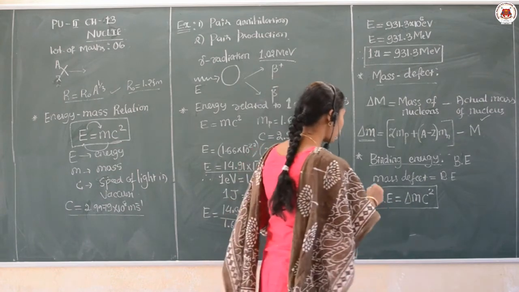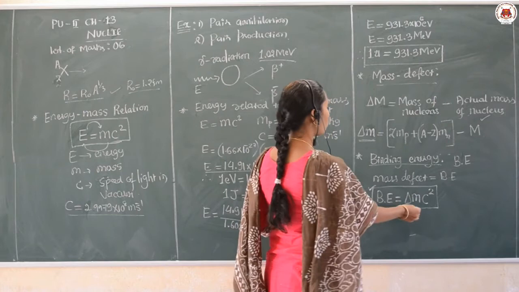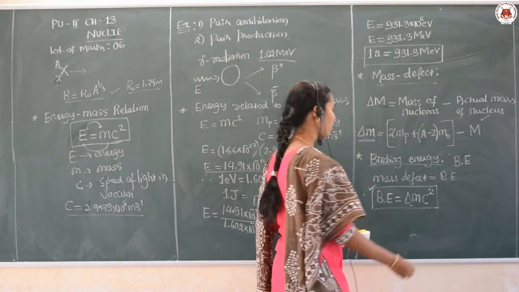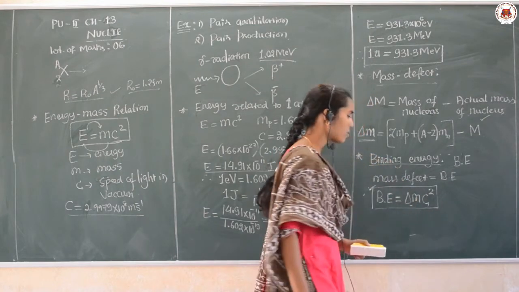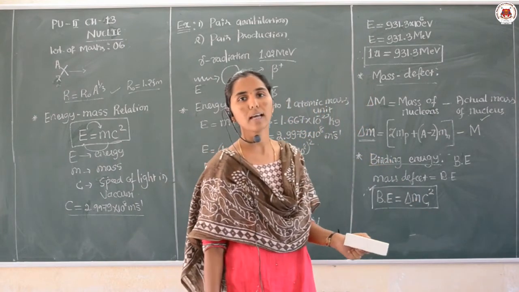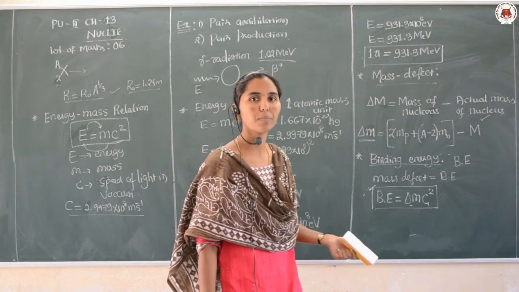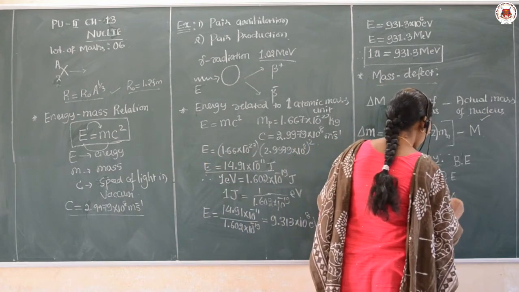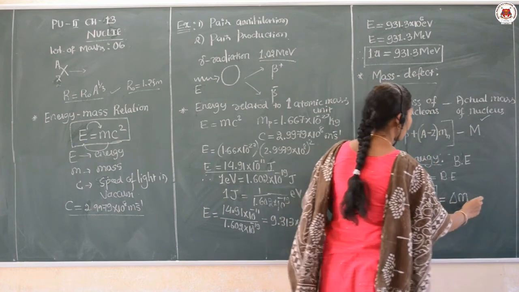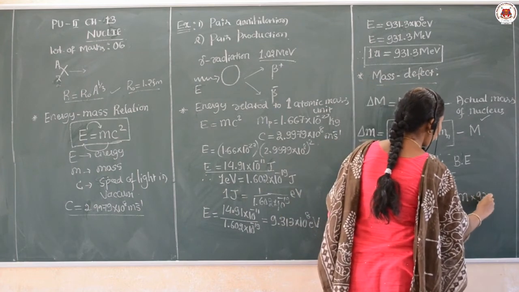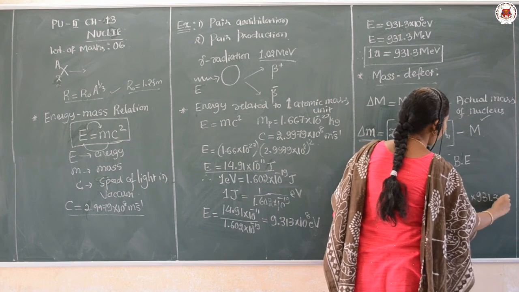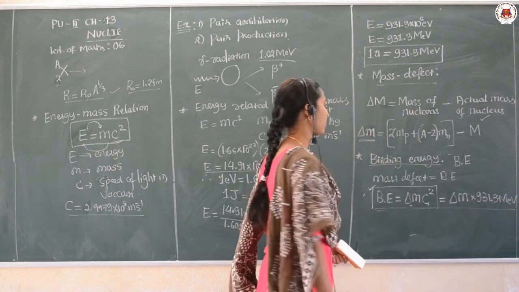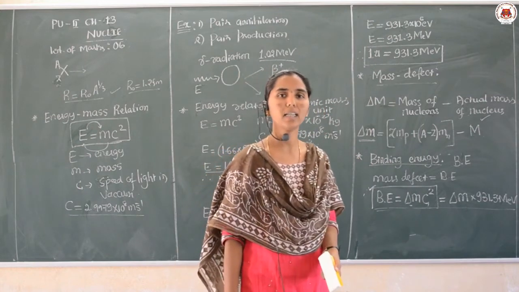So, in order to get the binding energy, we first need to calculate the mass defect. Then if you multiply that with C square, you get the answer in terms of mega electron volt. Or else you can also do delta M into 931.3 in mega electron volt. This can also give us the binding energy value.